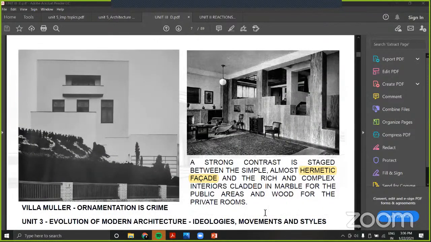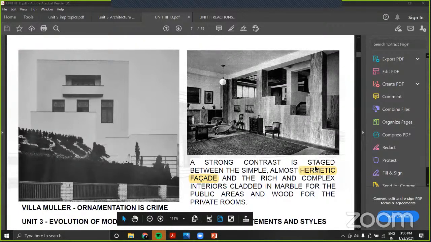As you can see, he used a strong contrast between the simple, almost hermetic facade and the rich and complex interiors, with cladding in marble for the public areas and wood for the private rooms.